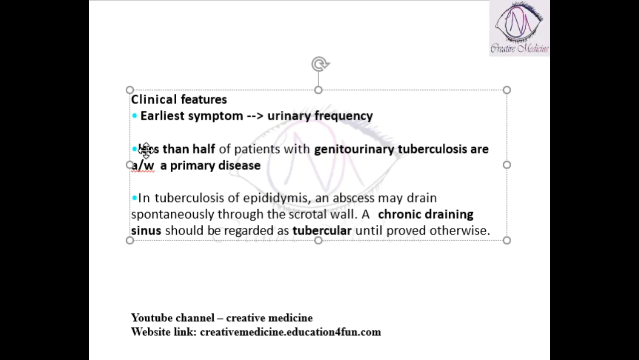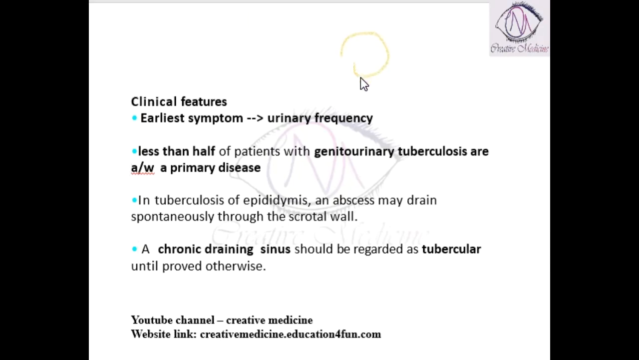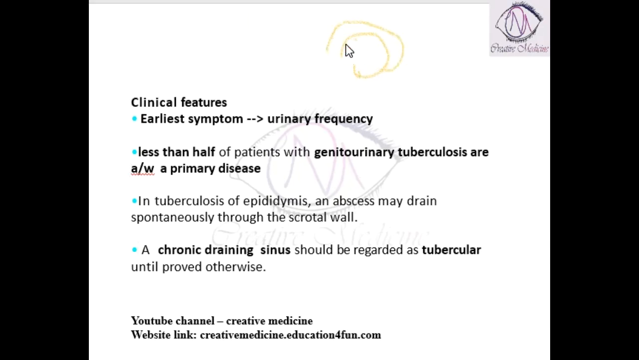Then in tuberculosis of the epididymis, you will see that the abscess may drain through the scrotal wall. So if tuberculosis affects the epididymis, then there will be an abscess, and this abscess will drain through the scrotal wall and can be seen outside. So any chronic draining sinus can be regarded as a tubercular sinus unless proved otherwise.